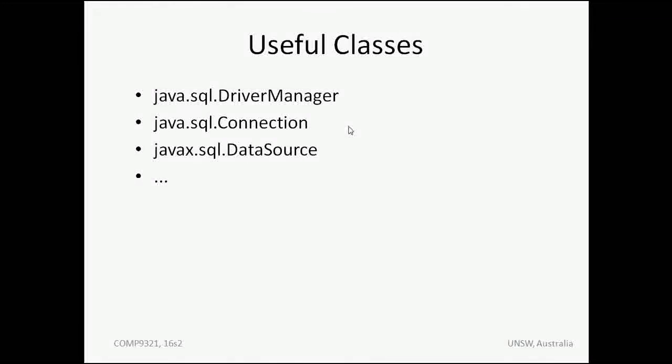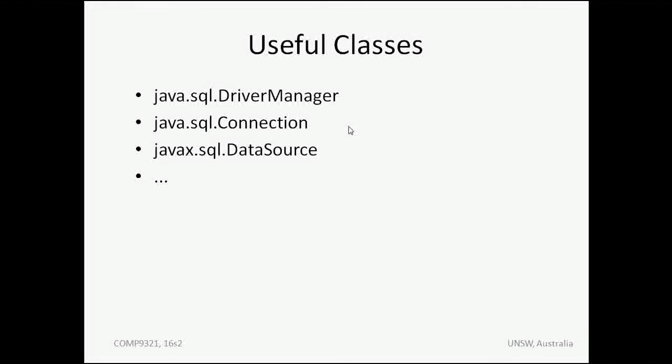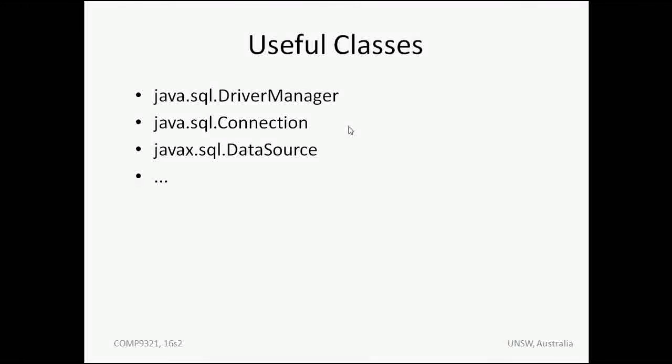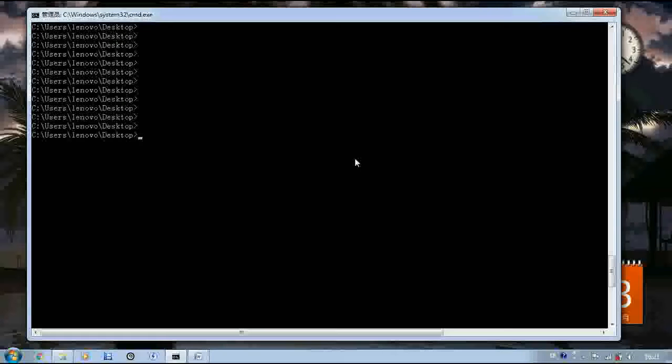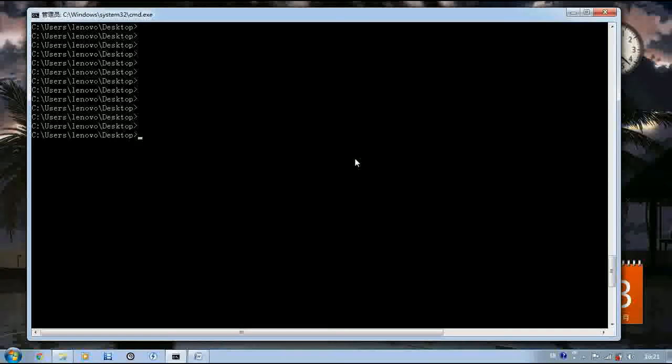There are other useful classes. I won't get into the details, but they are equally important as the previous ones. You will see them in the example. Okay, now let's go through the examples and see what we can actually do with JDBC. Let's have a look at the database we used for the example. We choose MySQL as our relational database. So now I will open a MySQL console.